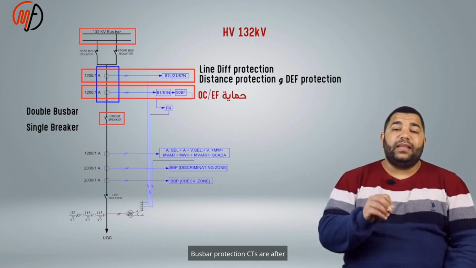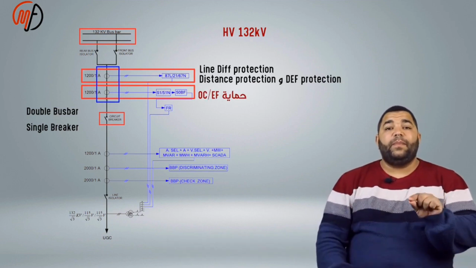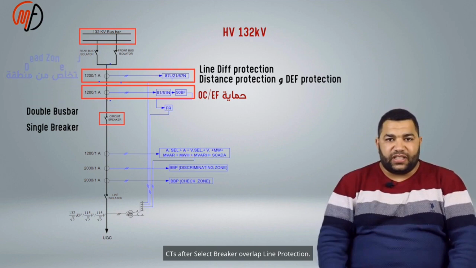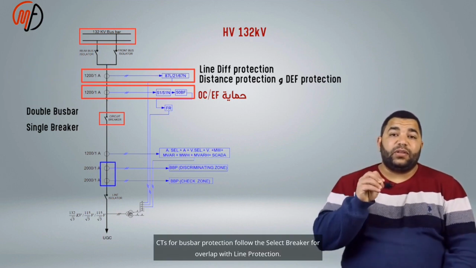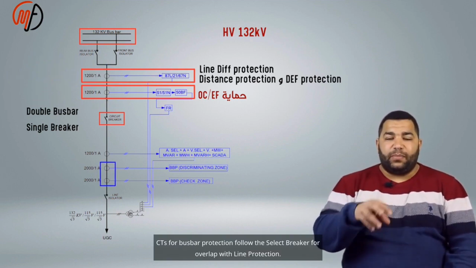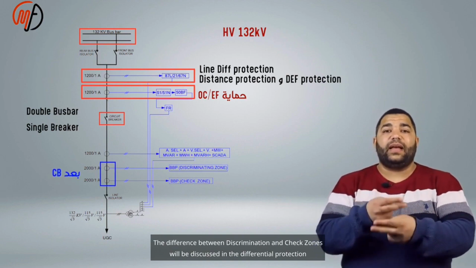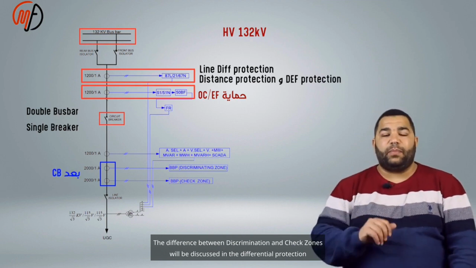Bus bar protection CTs are after the circuit breaker, overlapping with the line protection. The difference between discrimination and check zones will be discussed in the differential protection episode for the bus bar.